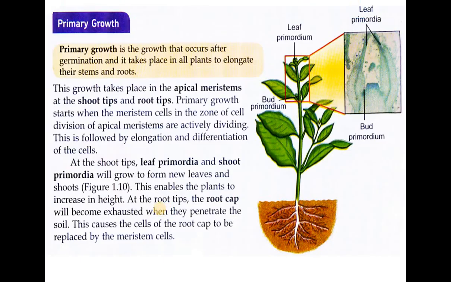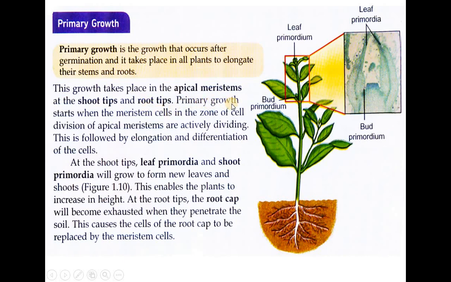Now we take a look at the types of growth. There are two types of growth that occur in plants, namely primary growth and secondary growth. What is primary growth? Primary growth is the growth that occurs after germination, and it takes place in all plants to elongate their stems and roots. This growth takes place in the apical meristems at the shoot tips and root tips. What are apical meristems? Apical meristems refer to a group of tissue that are actively dividing, located at the shoot and also at the root.